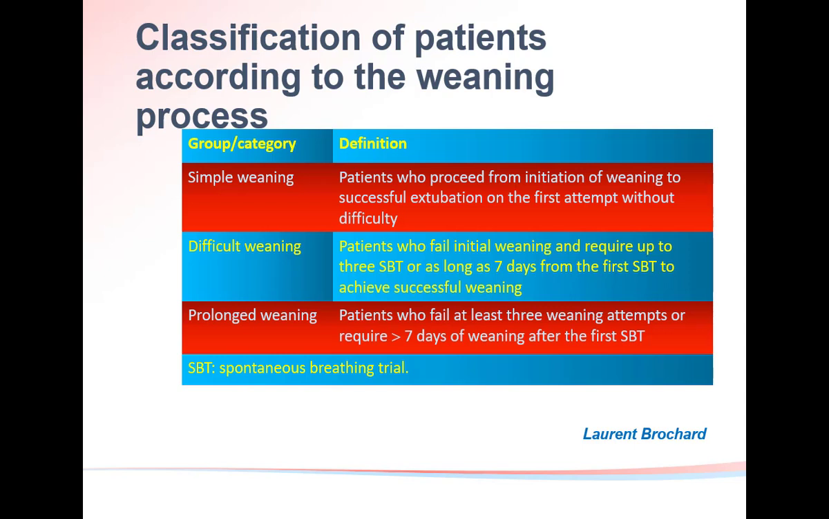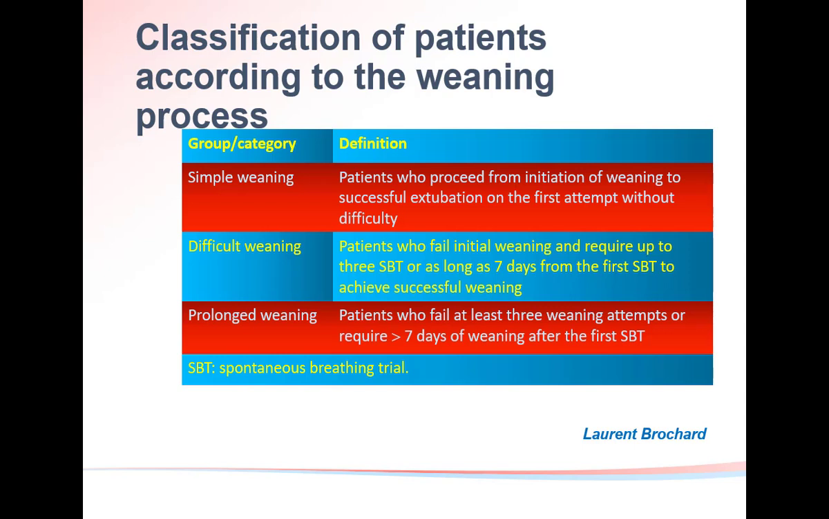Now, coming on to the next 10 minutes, I will talk about difficult weaning. Simple weaning is that you gave the first SBT and the patient succeeded in extubation. This is the simple weaning. Anything above this is a difficult weaning. That means a person who requires at least 3 attempts of SBT or requires 7 days to wean from the ventilator after you fail the simple weaning, that's called difficult weaning.